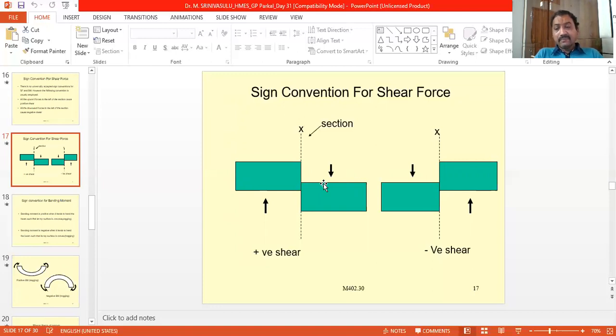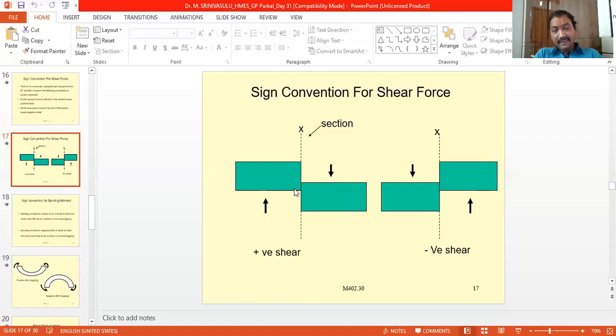What is happening here is the algebraic sum of the moments. Some forces create positive moments and some create negative moments, so we get the resultant moment, which is nothing but the algebraic sum of the moments. The algebraic sum of the moments acting either to the right of the section or to the left of the section is known as the bending moment acting at that point.